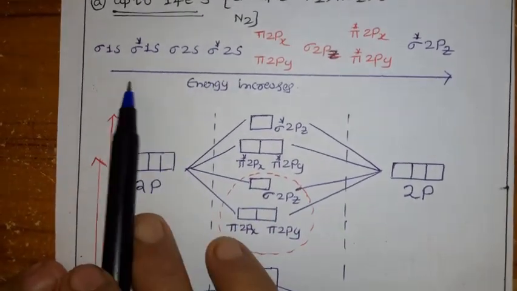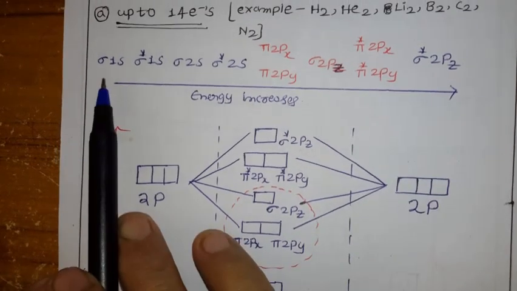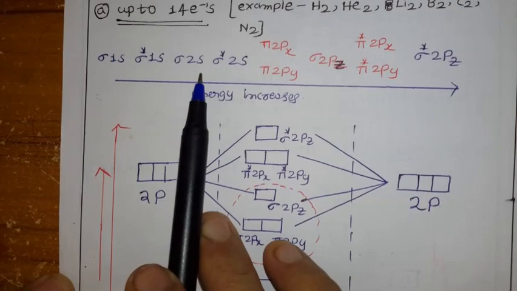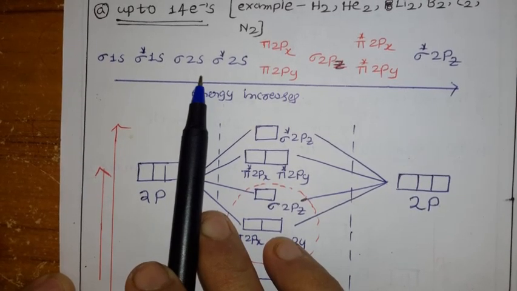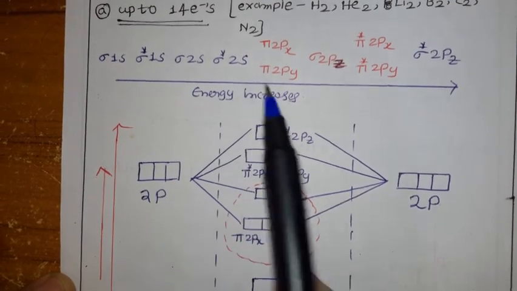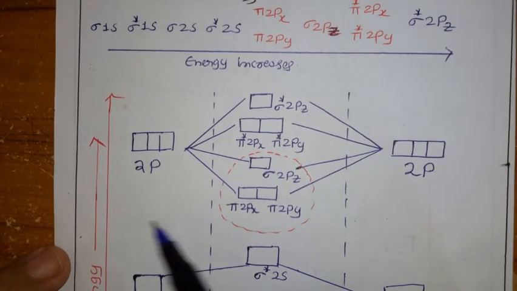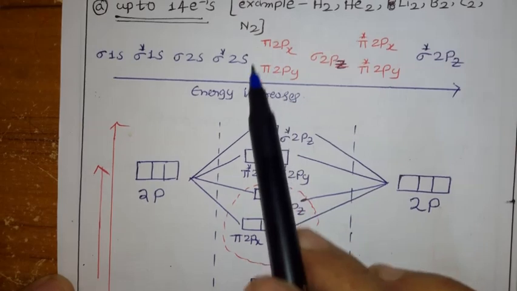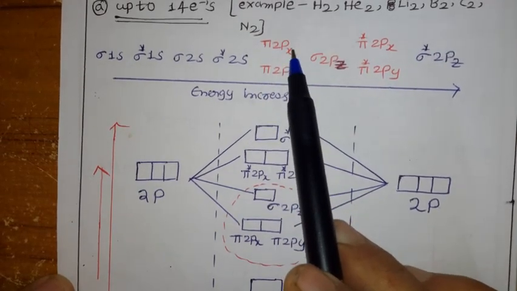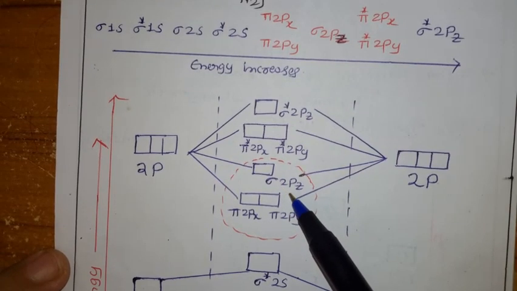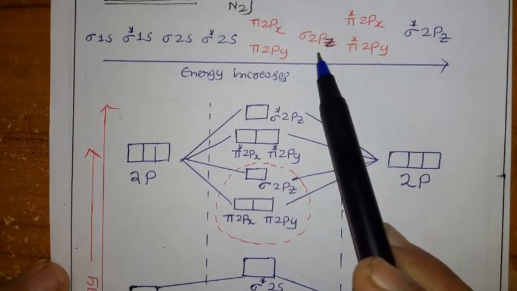Now if you see the energy increasing order, first sigma 1s. After this we have sigma star 1s. Next sigma 2s, sigma star 2s. Next pi 2px, pi 2py having similar energy, so we write them in the same place, because both have the same energy. After that we have sigma 2pz.